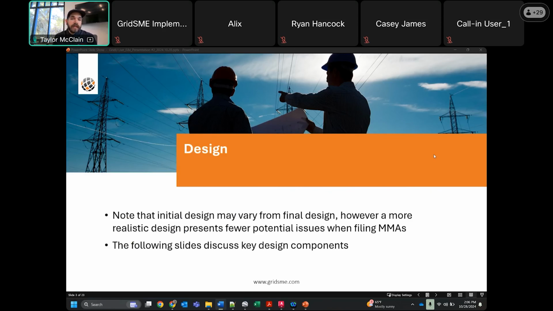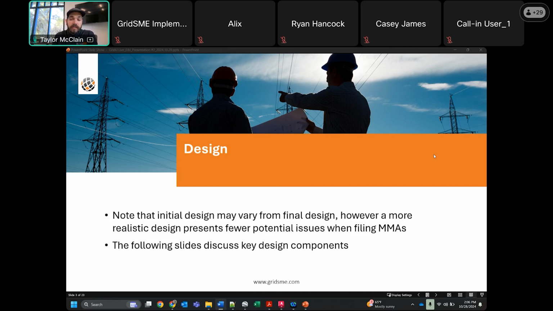So the bulk of this presentation is going to be going over the different design components of a facility and how those relate to the interconnection request package, how to select items and how to work with your consultant on this. One thing to note ahead of time is that we do understand that the final design is going to likely be very different than the initial design.